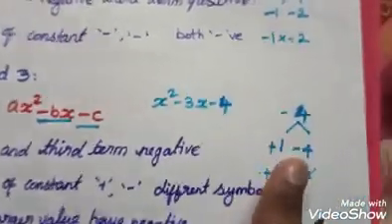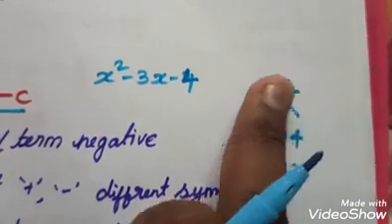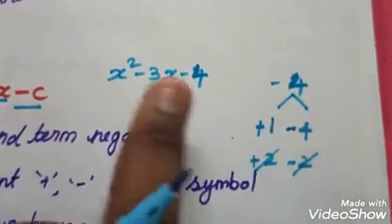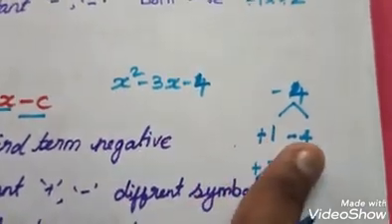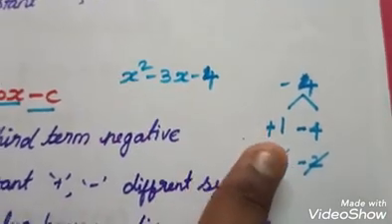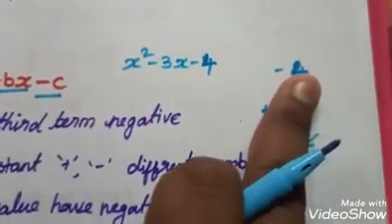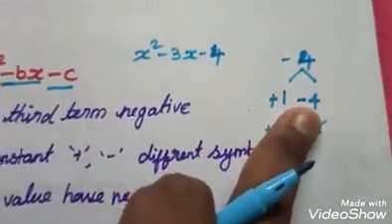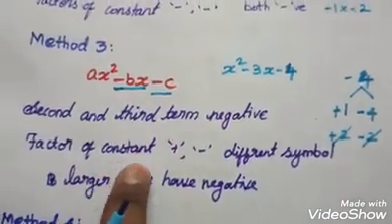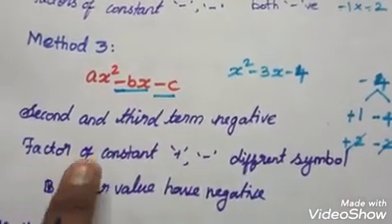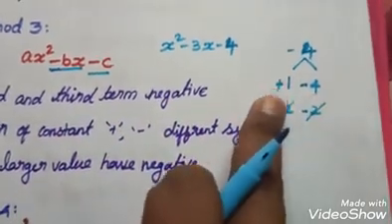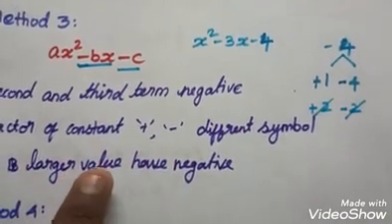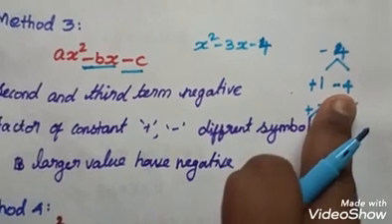So here you have to see plus into minus, minus 4. By the product we get minus 4, and then plus 1 minus 4. Here 4 is bigger, so we put minus. With different symbols we have to subtract: 4 minus 1 is 3. So plus 1 and minus 4 are the factors for this minus 4. We have to split the middle term by plus 1 and then minus 4. So in this condition you have to carefully see that the factors of the constant have different symbols. Another condition is that with different symbols, the larger value is negative. So we take negative for the larger value.